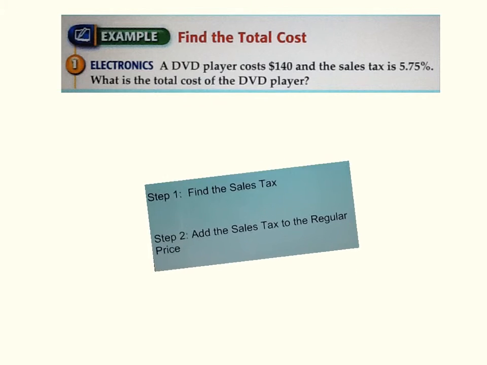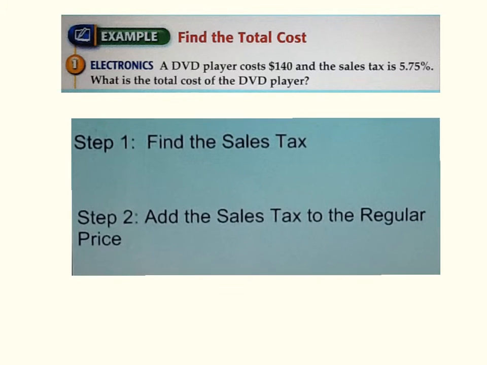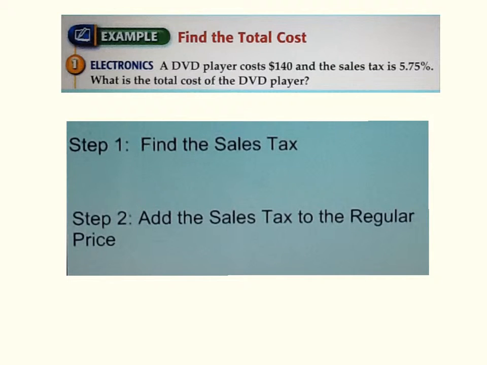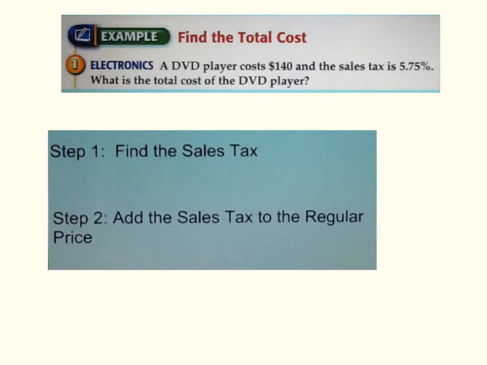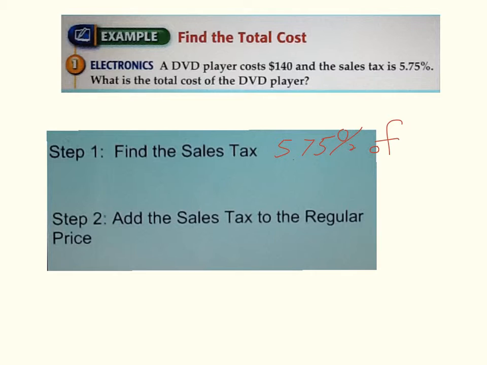Well, if you look down on your sheet, you have two steps. Step number 1 is to find the sales tax, and step number 2 is to add the sales tax to the regular price. Finding the sales tax is just like we've recently done when we talked about percents of a number. And really, when we talk about finding the sales tax, we're talking about 5.75% of $140.